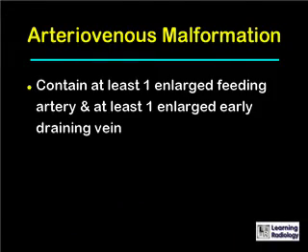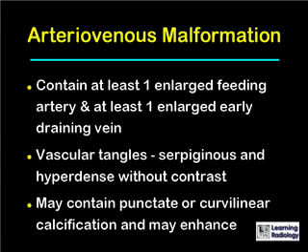Arteriovenous malformations contain at least one enlarged feeding artery and at least one enlarged early draining vein. They may contain more. Vascular tangles are serpiginous and hyperdense collections of abnormal vessels, even seen without contrast. They may contain punctate or curvilinear calcification, and they certainly may enhance.